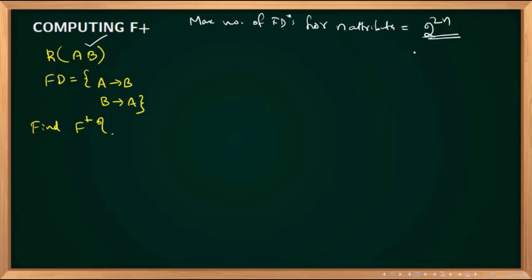So 2 power 2. And so what should be the answer for two attributes? 2 power 2 into 2. It is 2 power 4. It should be 16. How come that 16? All combinations: phi determines phi, phi determines A, B, AB, A determines phi, A, B, AB, like that, all the combinations.